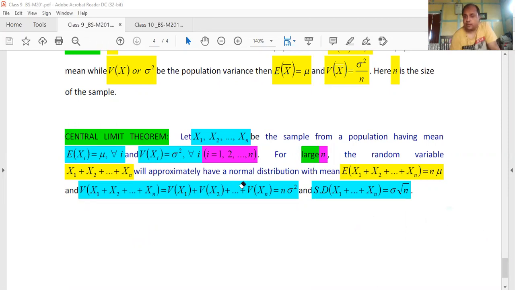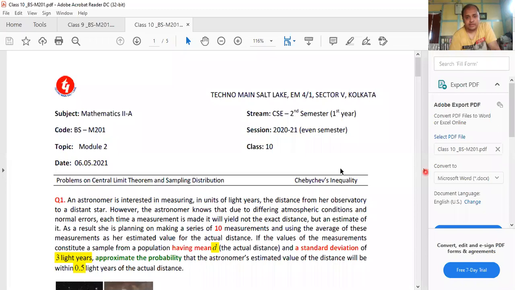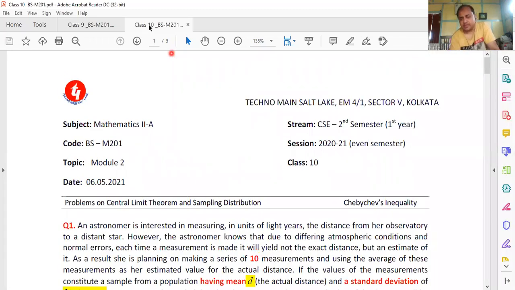You have to memorize these expressions and this statement as a whole. Now let's move on, and this ends the note of class 9. Let's move on to the next note, which, according to my name, is the BSM 201 class 10 note.